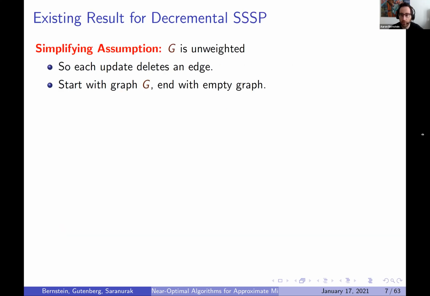Okay, so what's known for this problem? Let's assume for simplicity, just for this talk, that the graph is unweighted. Basically the decremental setting means you start with some big graph and the adversary just deletes one edge at a time until you have an empty graph. And you have to maintain shortest paths throughout that whole sequence.